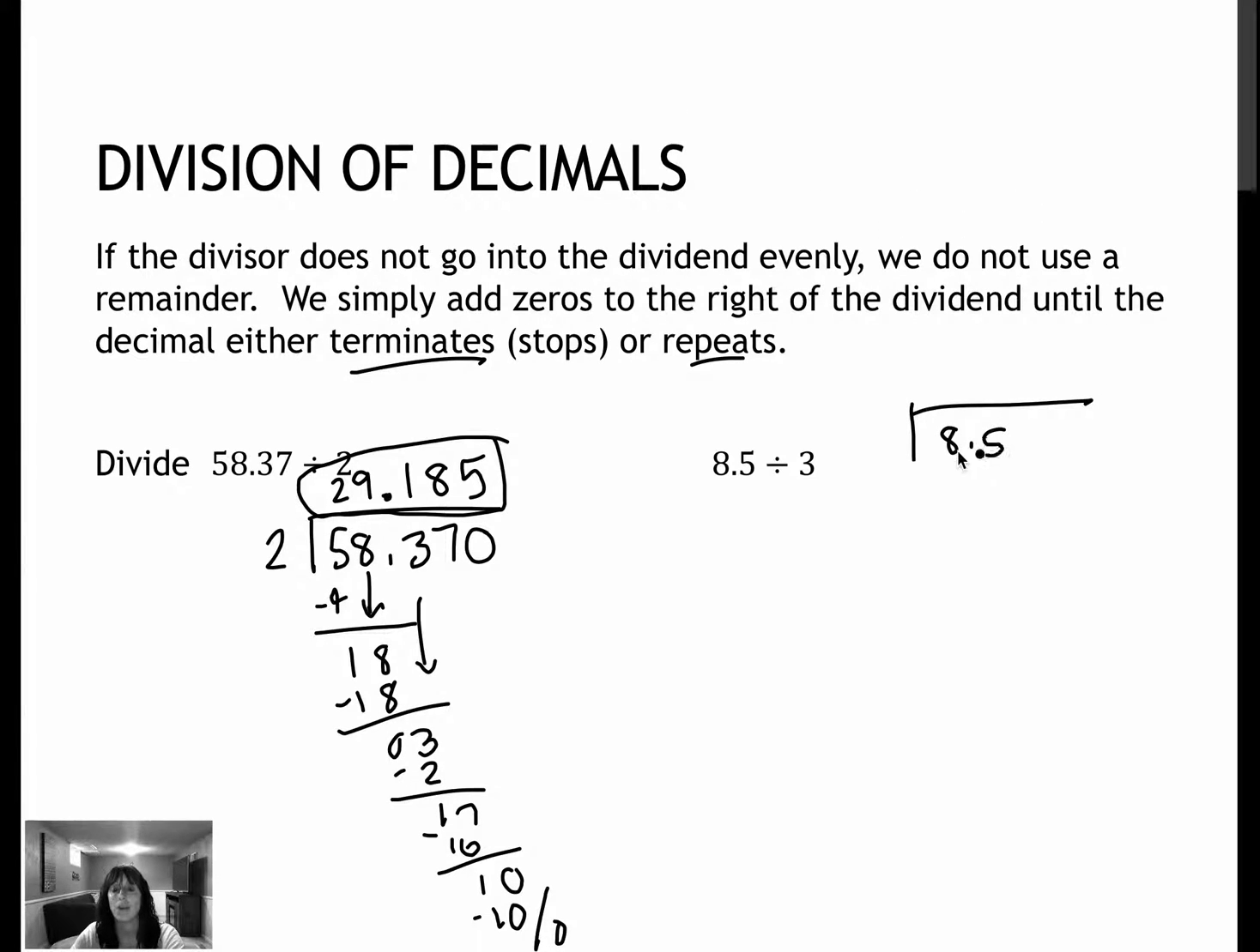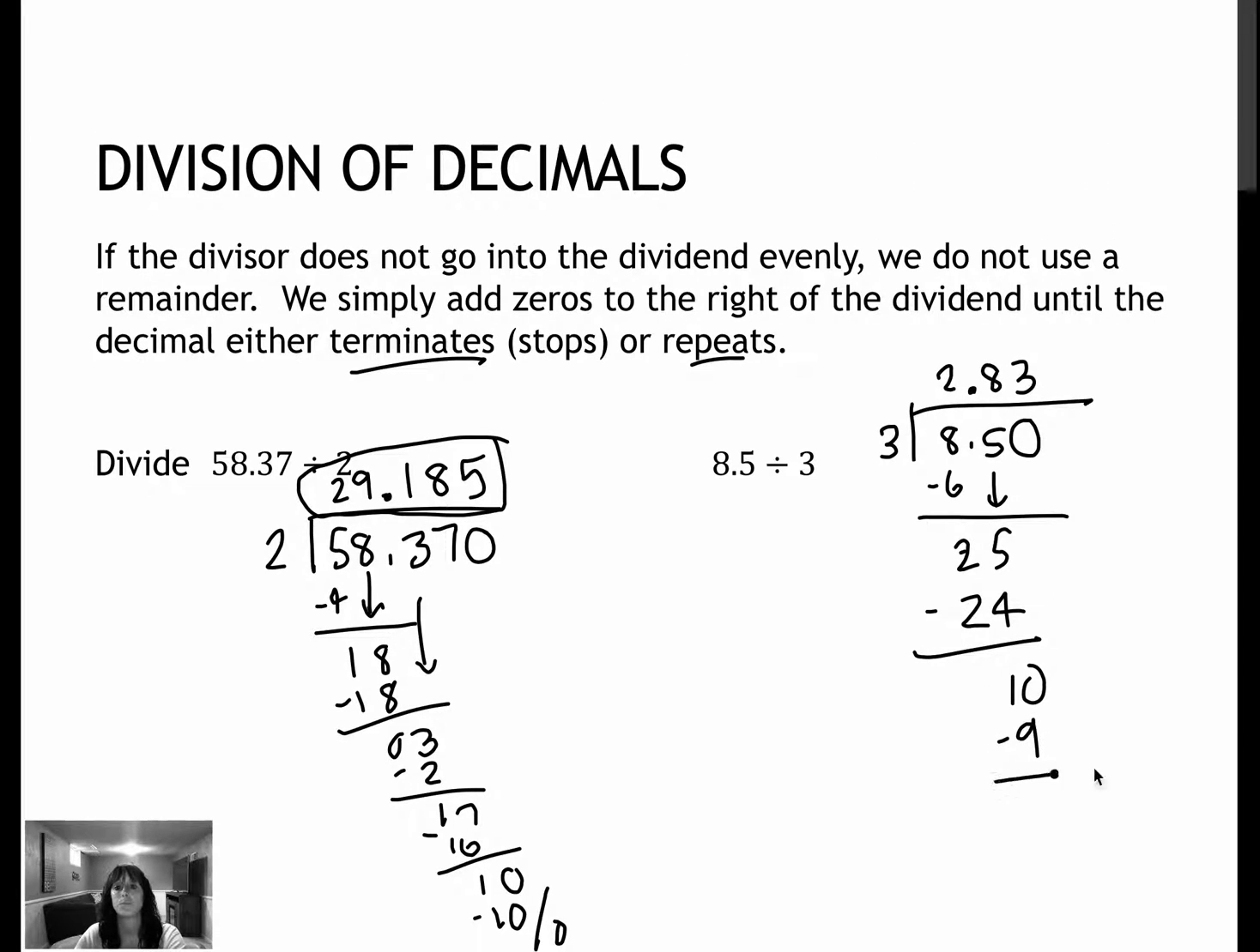I have 8.5 and I have 3. Again, leave the decimal right where it is. 3 goes into 8 2 times, so I subtract 6. 8 minus 6 is 2, bring down the 5. 3 goes into 25 8 times. 8 times 3 is 24, and then I get a 1. I'm going to add a 0 so that I can bring it down. 3 goes into 10 3 times. 3 times 3 is 9. When I subtract, I get 1, and again I can add a 0.